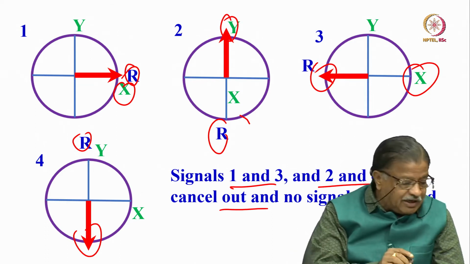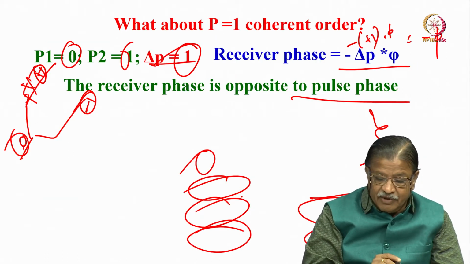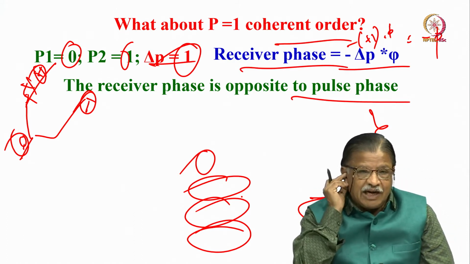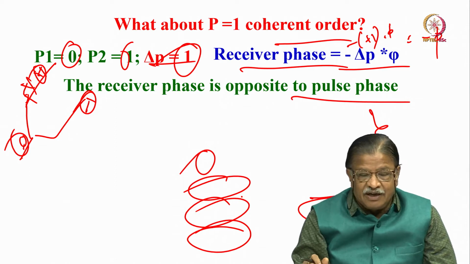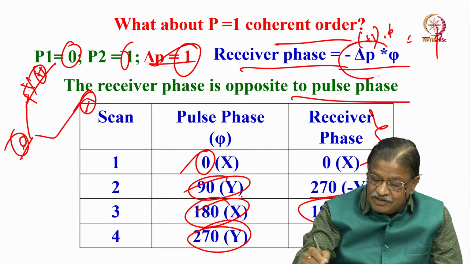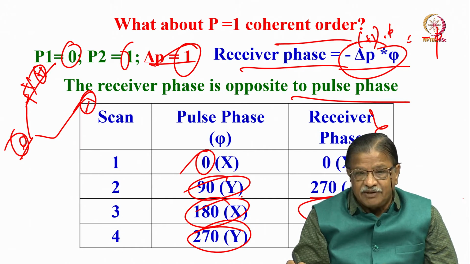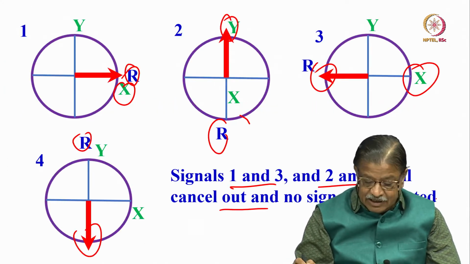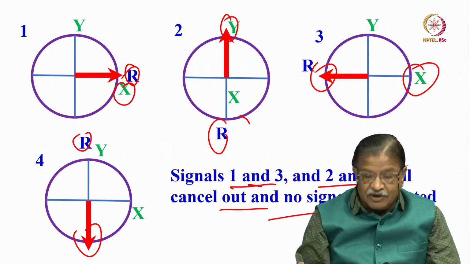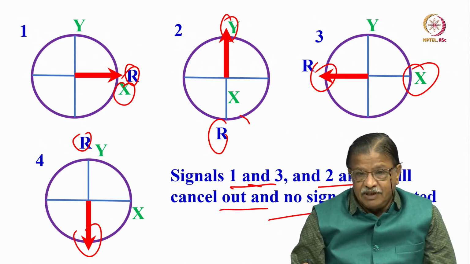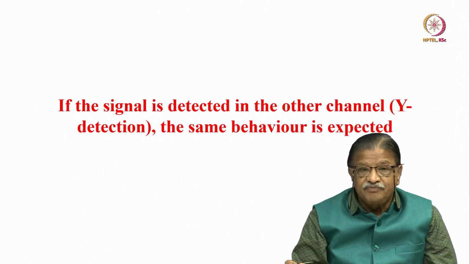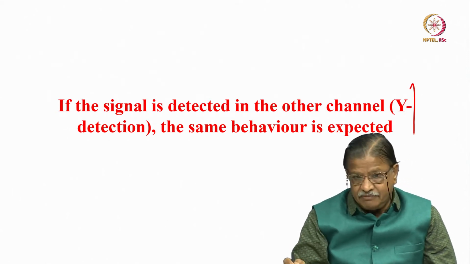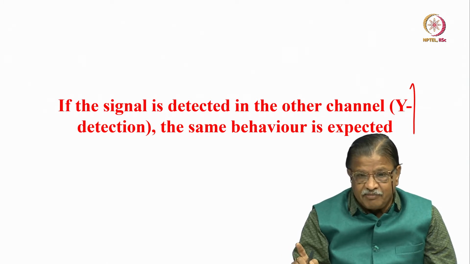So in the delta P case, if I want to look for delta P equal to one coherent order, then we calculate the receiver phase is just exactly opposite to that. Then we saw that in this case signal 1 and 3 and 2 and 4 will cancel out and no signal will be detected depending upon the pulse phases. If the signal is detected in the other channel Y, the same behavior is expected. That is another important point you should remember.